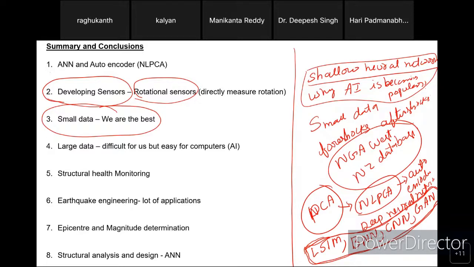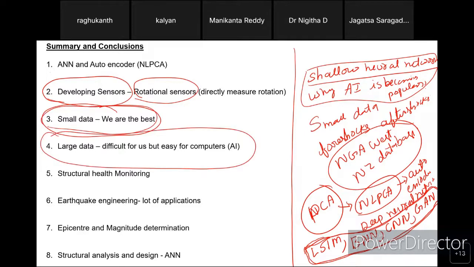Even the MASW test, you can get it for 1 lakh if you can manufacture the small sensors on your own, because they're extremely cheap nowadays. Even your mobile has very good vibration sensors itself, okay? Small data means we are the best. Large data means difficult for us, but easy for the computer. So when 100 terabytes, 1000 terabytes of data is there, our mind goes, we will not be able to understand what that data is, okay? So that's what we said.